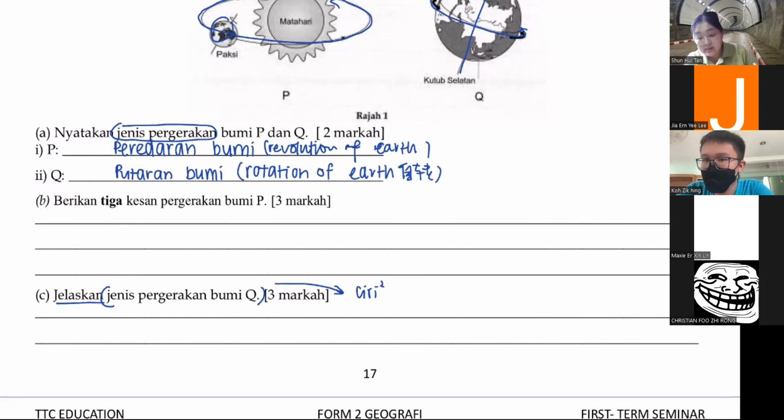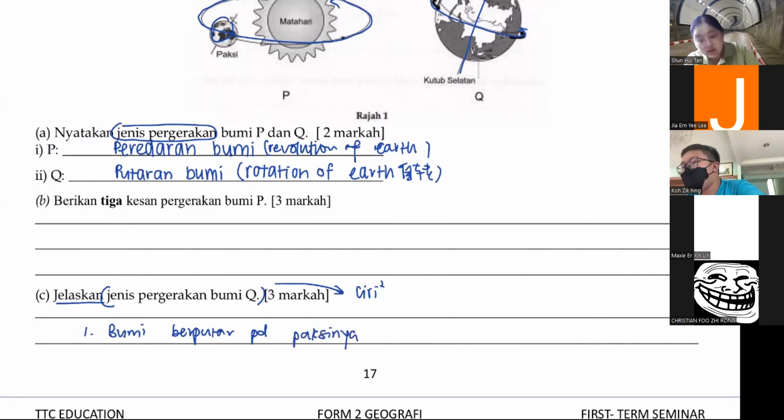How does it rotate? It takes one day. High tide, that one is the effect. So let's write one by one. First, you can say what? Bumi berputar pada paksinya. It rotates on its axis, from west to east.